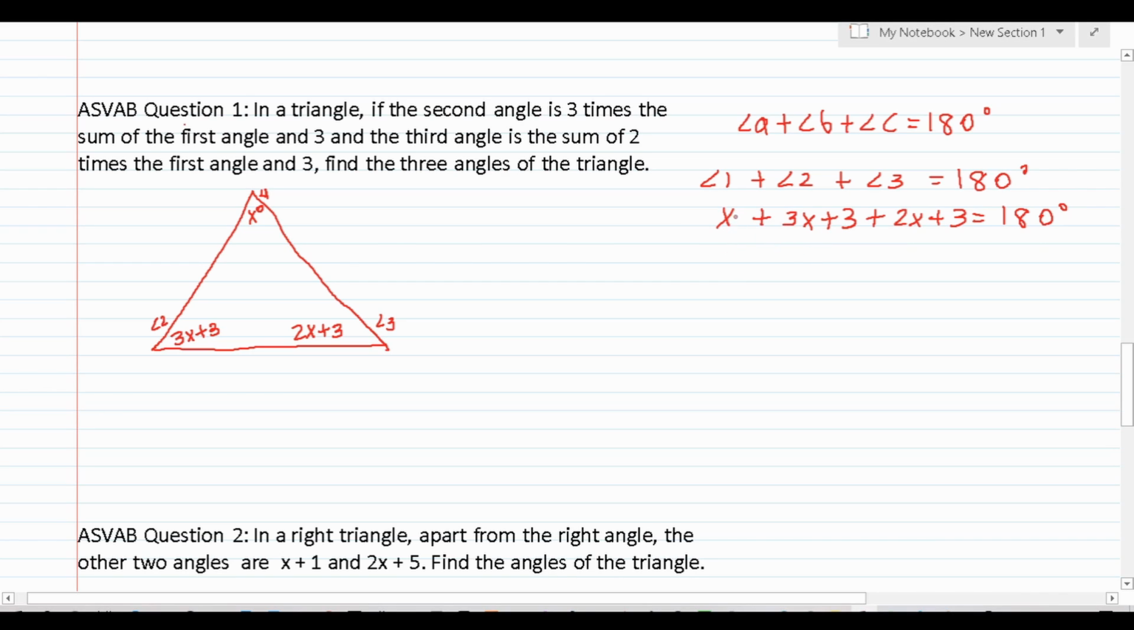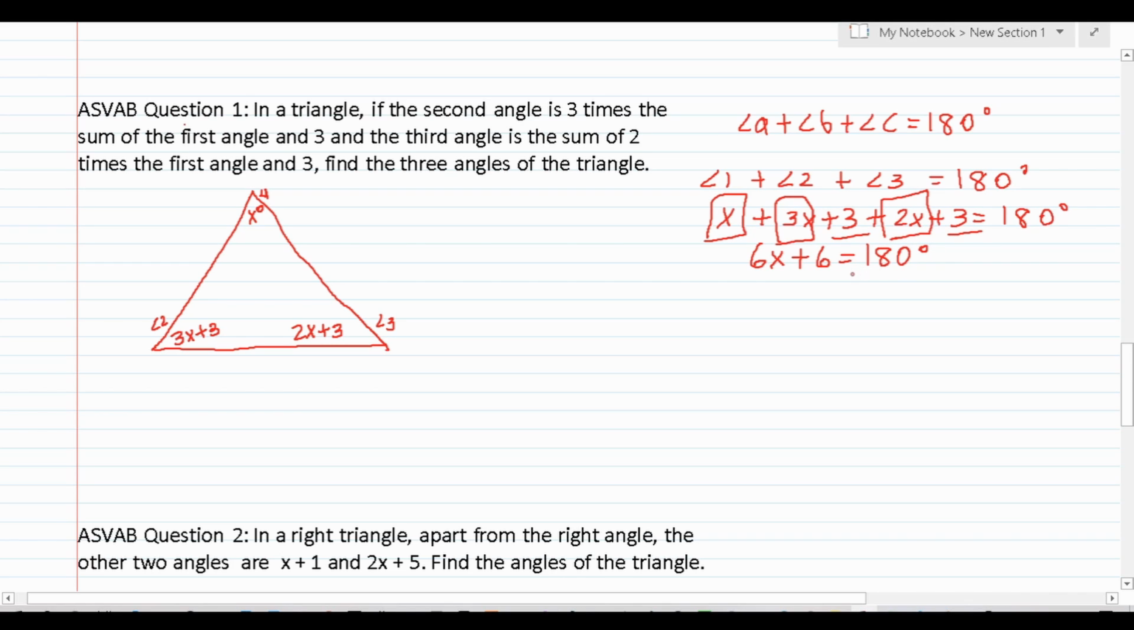As we can see on this left-hand side of the equation, we have x's and whole numbers. Again, our like terms are going to be x's. So let's go ahead and combine those first. X plus 3x is 4x, plus 2x is going to be 6x. And now let's combine the whole numbers, notably 3 and 3. 3 plus 3, of course, is 6. And this all equals 180 degrees.